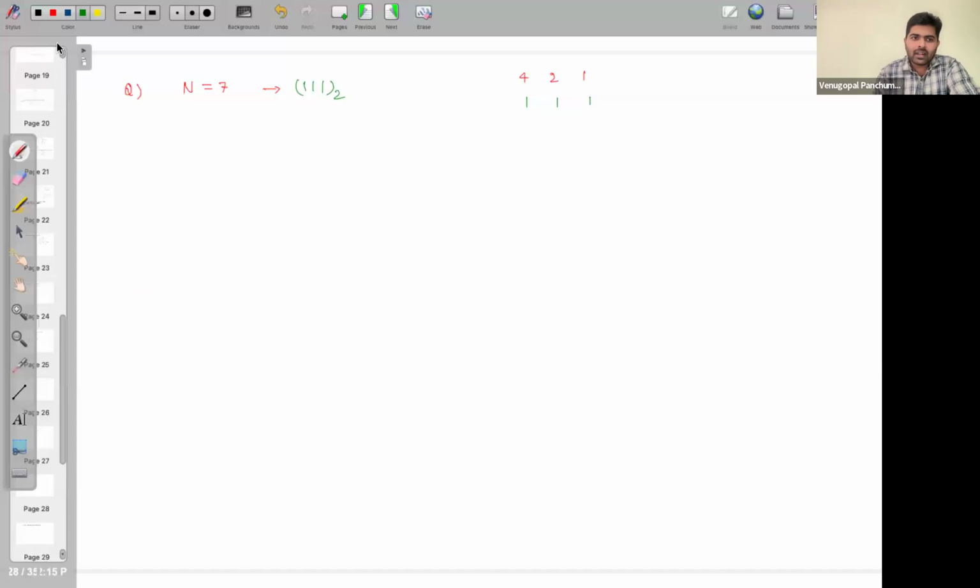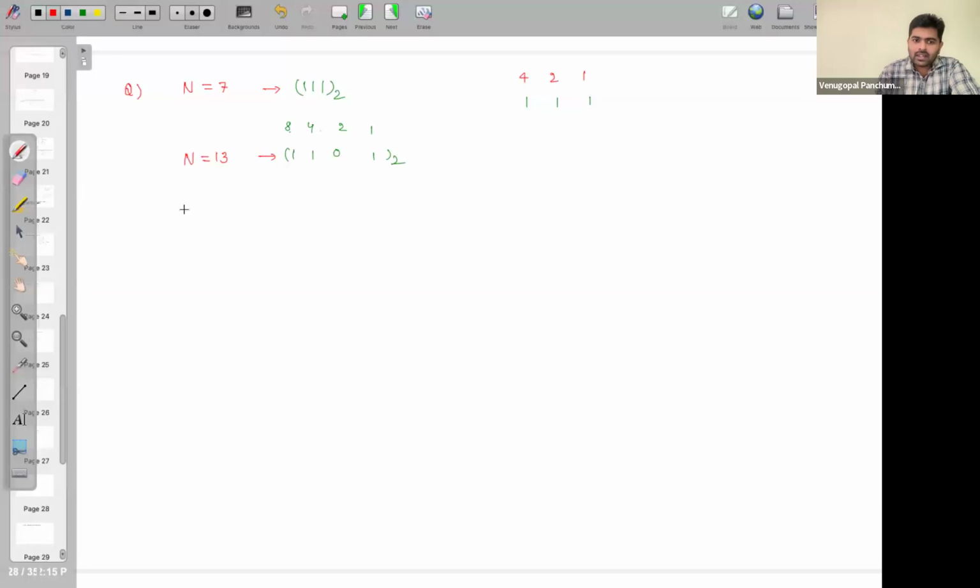Understood? Like that. Now let's say n is equal to 13. Tell me directly what is the binary for this? So you simply write 1, 2, 4, 8. So 13 means 8 plus 4, 12. 12 plus 1, 13. So you put 0 here. So 1, 1, 0, 1 base 2.